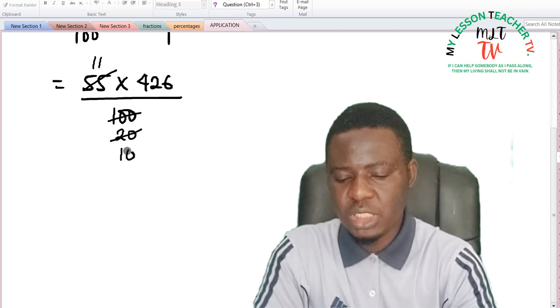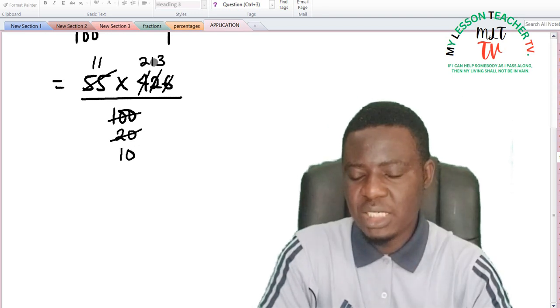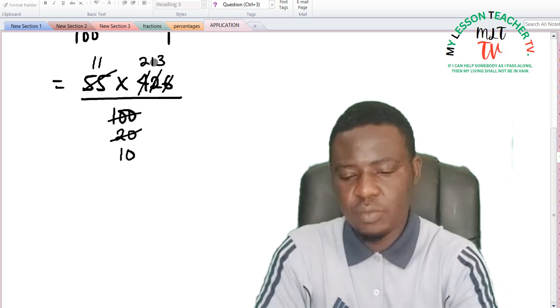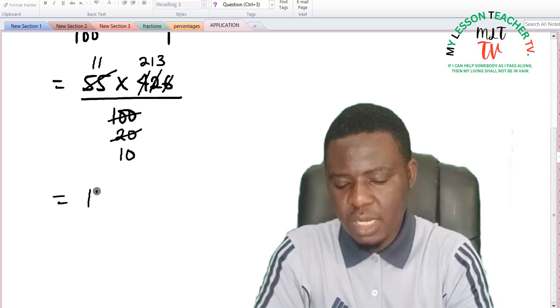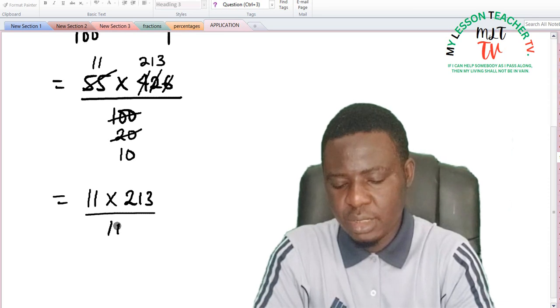2 into 20 is 10. 2 into 4 is 2. 2 into 2 is 1. 2 into 6 is 3. So we have 213 times 11. This gives us 11 times 213 divided by 10.